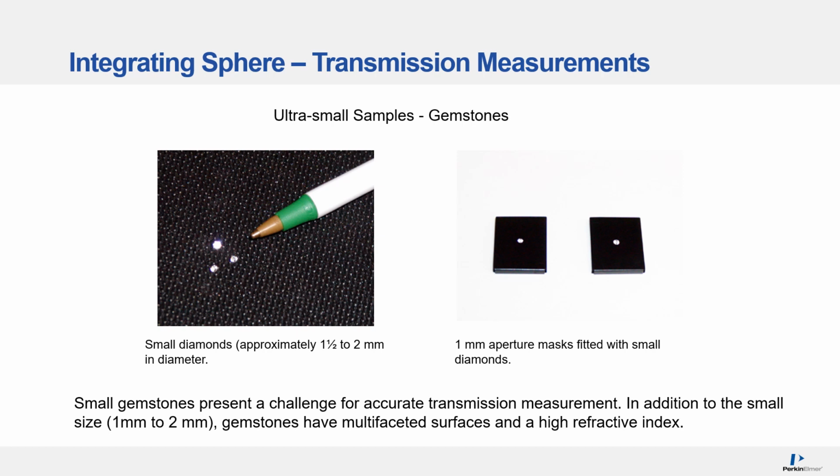Small gemstones present a challenge for accurate transmission measurement. In addition to the small size, say 1mm to 2mm, gemstones have multifaceted surfaces and a high refractive index. A number of natural white diamonds, a natural yellow diamond, and a synthetic blue sapphire were obtained. These samples can be fitted into masks with appropriate aperture sizes for the small gemstones.